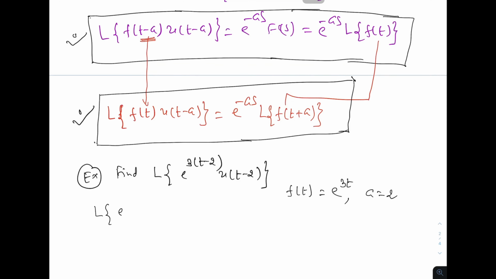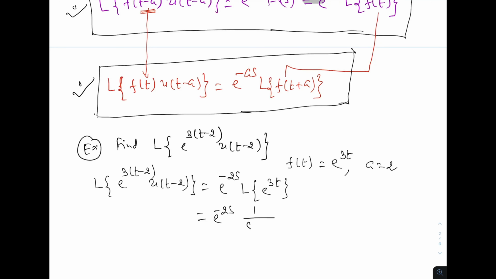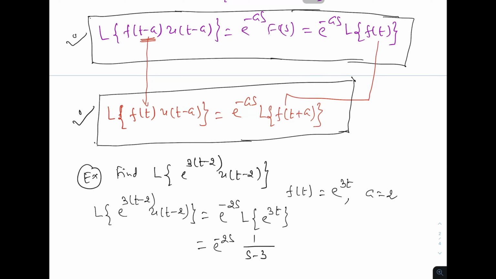So now Laplace transformation of e power 3t minus 2 u of t minus 2 is equal to e to the power minus as, and a is 2, so minus 2s, Laplace transformation of f of t. So Laplace transformation of e power 3t, and this is equal to e power minus 2s, 1 upon s minus 3. So that is the Laplace transformation by using the second shifting theorem.